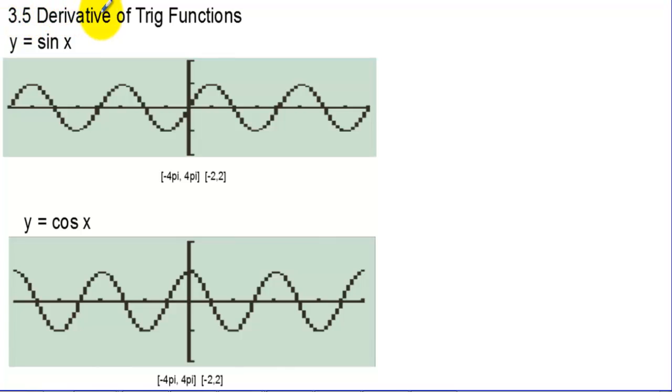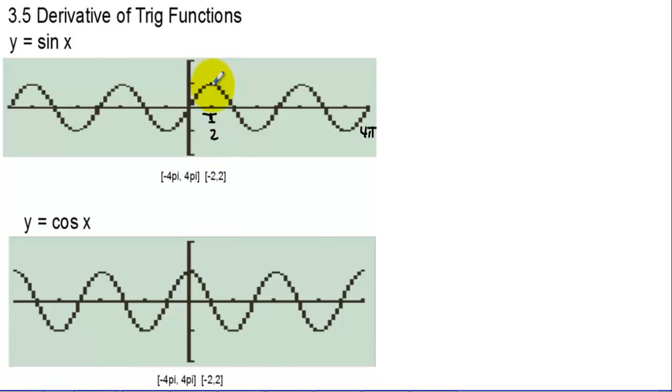Section 3.5, derivative of trig functions. We have y equals sine of x. Here's the graph of y equals sine of x, and we're going from negative 4 pi to 4 pi. So this is 4 pi out here on the ends. And there are 8 marks, so each mark is worth pi over 2.